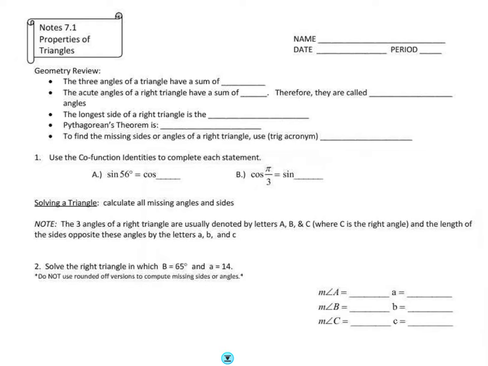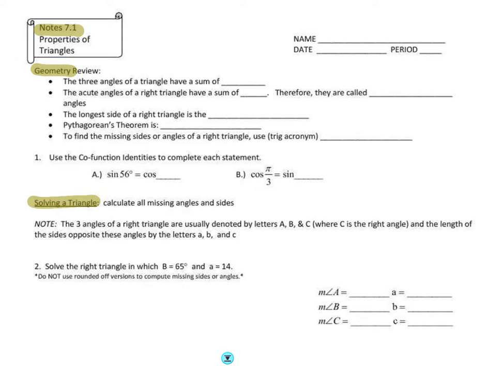So we're going to record a quick video lesson on notes on 7.1. Homework in 7.1 has to deal with the properties of triangles. We're going to slowly transition from geometry into trig, and then we're going to use that geometry and trig to solve triangles and find all missing sides and angles.